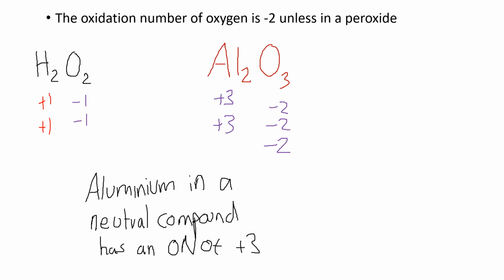Okay, and then just one more here. If you had something like sodium oxide, Na2O, we've got 2 rules going on here. Oxygen is -2, and therefore the sodium is +1.